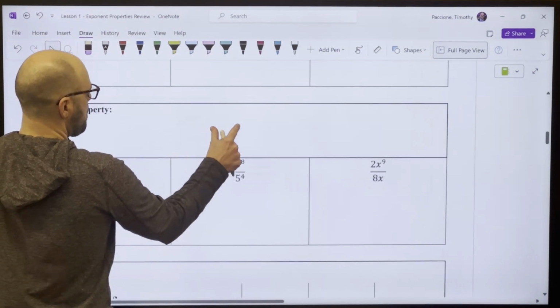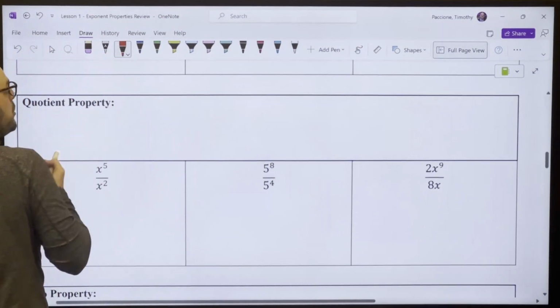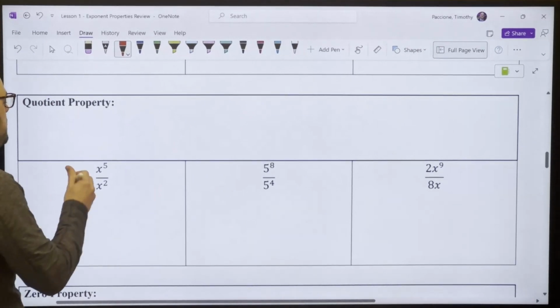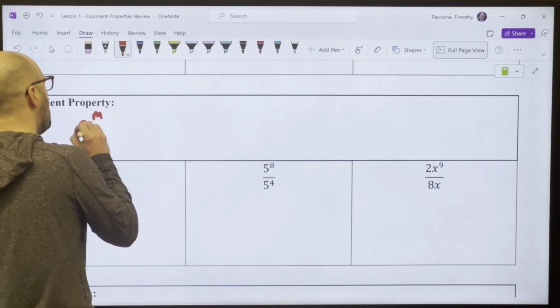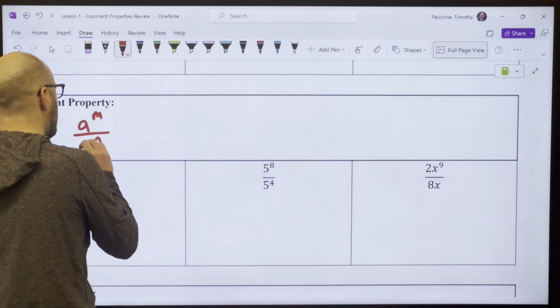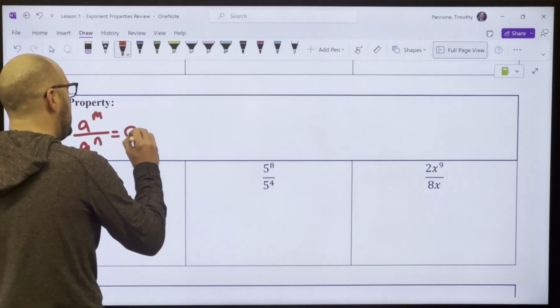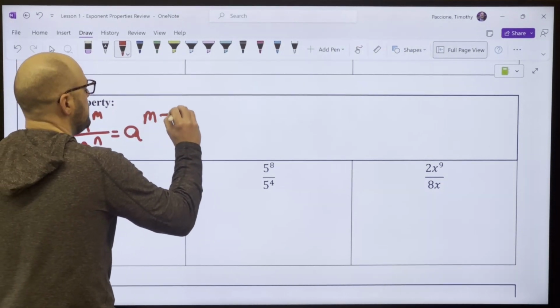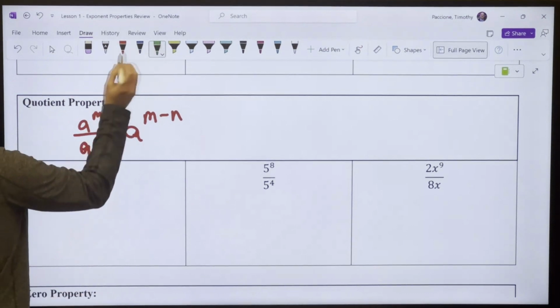Quotient property. Very similar. Quotient is when we divide. So this is about dividing. I have a to the m over a to the n, which is a to the m minus n. So we subtract.